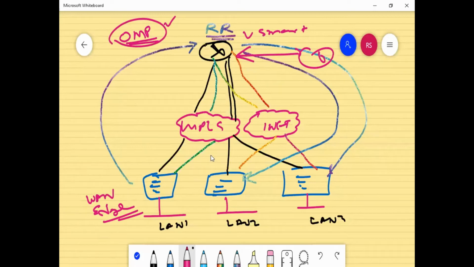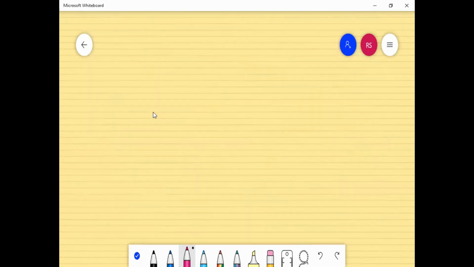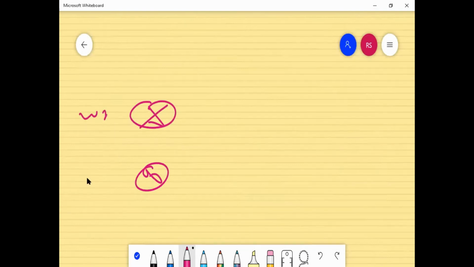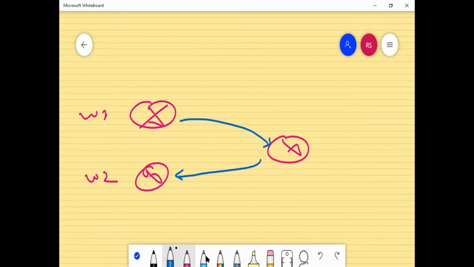Is it okay, guys? Are you getting the point? Maybe let me simplify the diagram. If you have two WAN edge devices, WAN edge 1 and WAN edge 2, they will be able to send routes to each other through your RR. And what is your RR in this scenario? This is your vSmart. It is mirroring the routes between the two sides. So it is able to cascade or mirror the routes between your two sides.